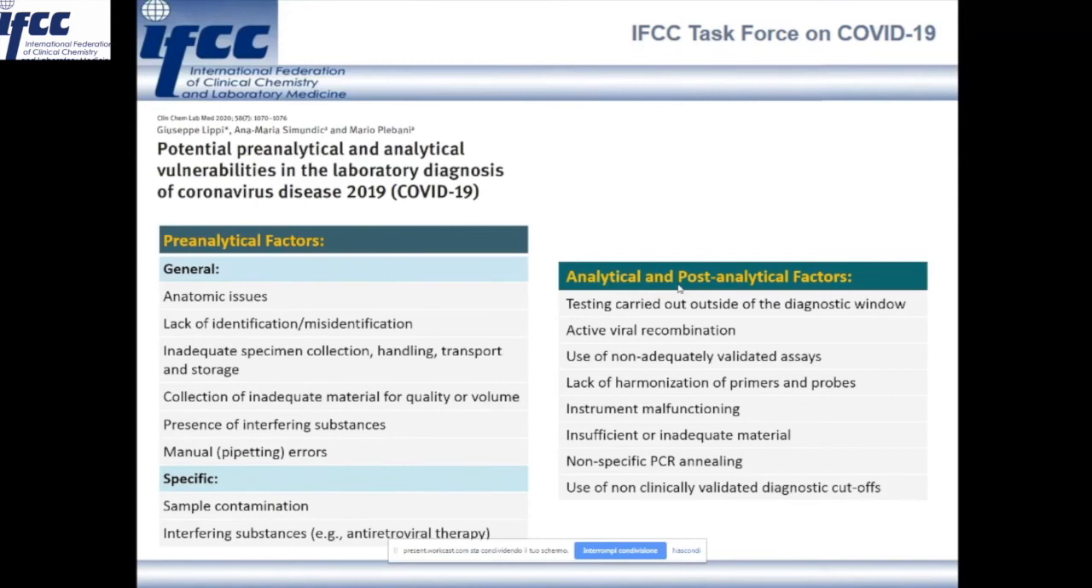As concerns the potential analytical errors, this may include tests performed outside the diagnostic window, active viral recombination, which may then impair probe annealing, use of non-sufficiently validated assays, lack of harmonization of primers and probes, which would hence provide non-comparable results among different laboratories, general instrument malfunctioning, insufficient or inadequate material for testing, non-specific PCR annealing, misinterpretation of expression profile, and use of non-clinically validated diagnostic cutoffs.